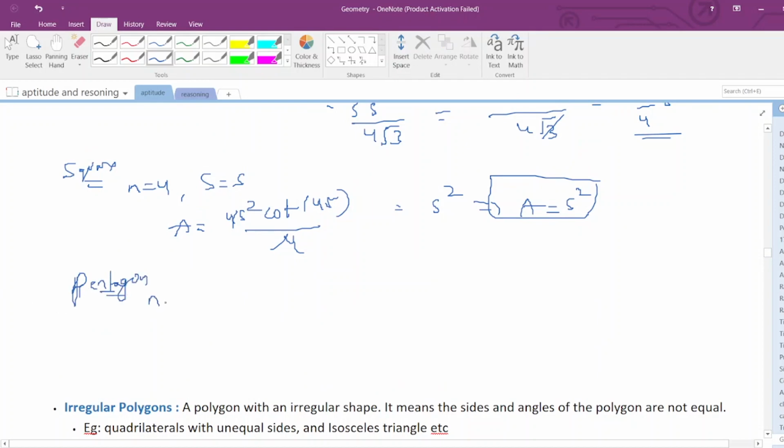For a pentagon the number of sides is 5 and the side is s. So the area is equal to 5 into s square cot 180 by 5, how much? 36, right? 5 s square cot 36 by 4. What is the cot 36 formula? We already learned it in trigonometry, correct?